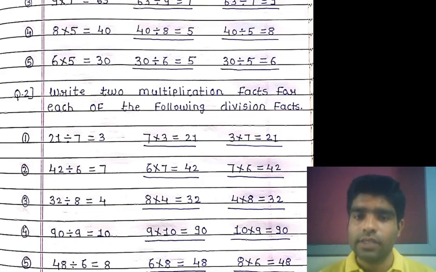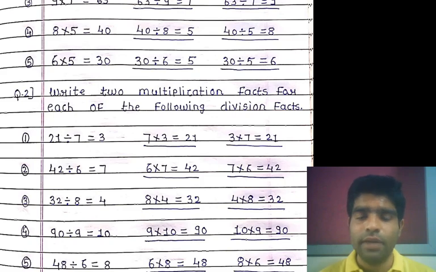Now listen here, we have to write down the two multiplication facts of the given example. This is 8 multiplied by 4 is equal to 32 for the first one, and the next one is what? It will be 4 multiplied by 8 is equal to 32 for the second one.